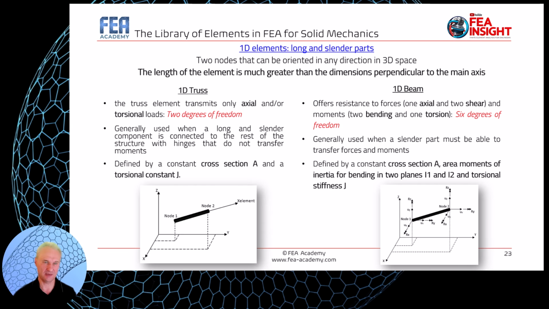The 1D beam elements are usually used when a slender part must be able to transfer forces and moments. And again, in terms of properties, you need to define the cross section of the 1D beam element, but also the area moments of inertia for bending in 2 planes, and the torsional stiffness.